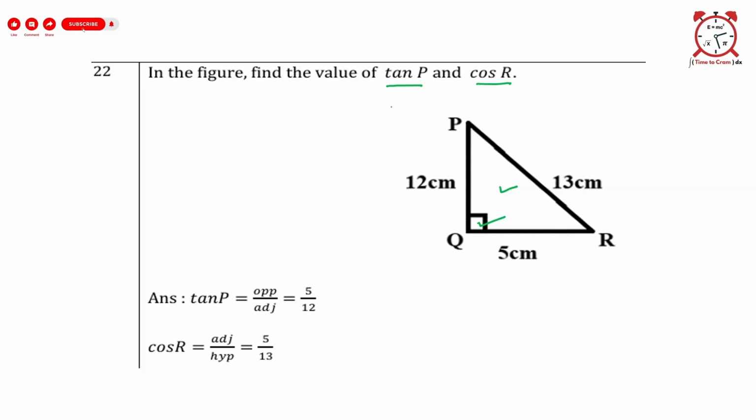Tangent is what? Opposite upon adjacent, and cos is what? Adjacent upon hypotenuse. So that only we are writing here. Tan P equals opposite upon adjacent. So as per tan P, opposite is 5 and adjacent is 12. So this is our first answer. Now cos R, we are taking cos R here, tan P we took here, and cos R is here. So adjacent upon hypotenuse. Adjacent is 5 again and hypotenuse is 13. So this is our answer. Okay, let us go ahead.